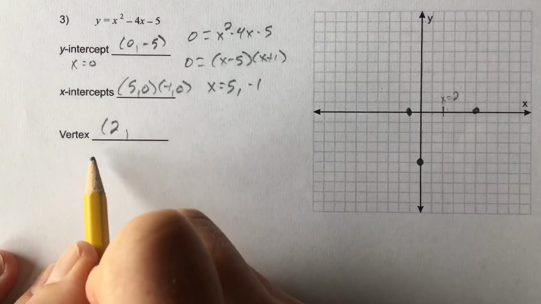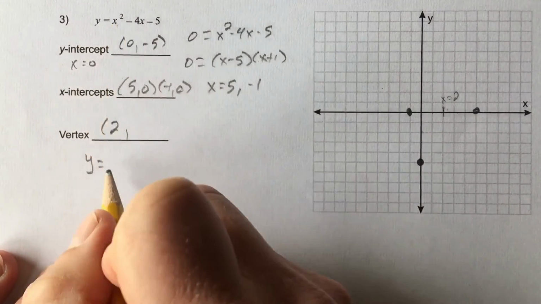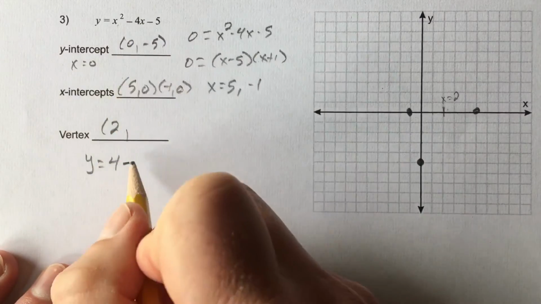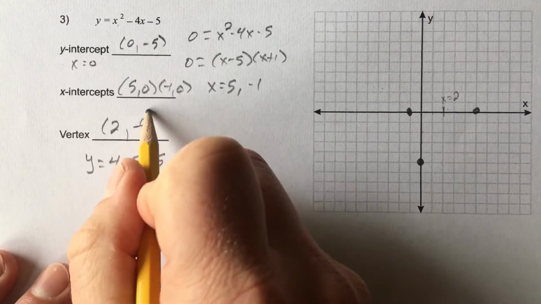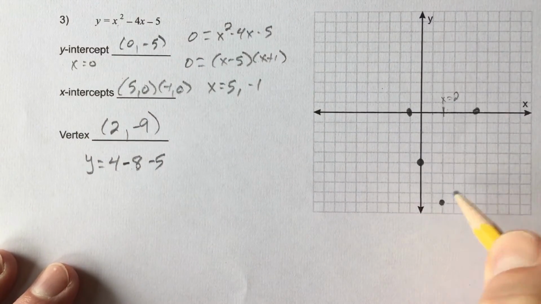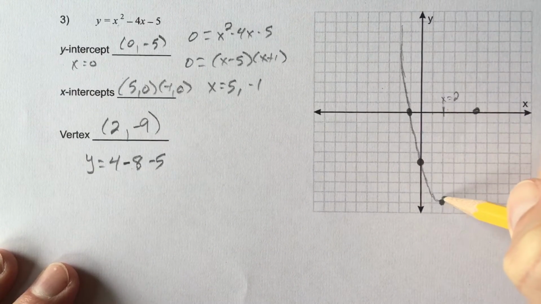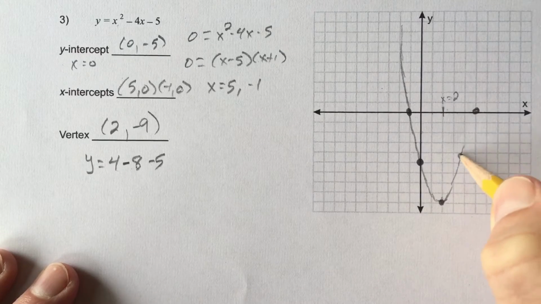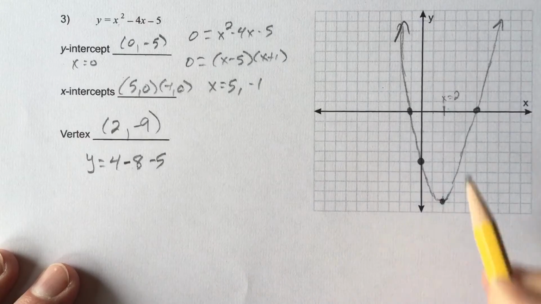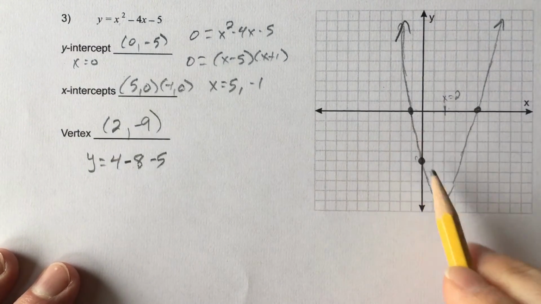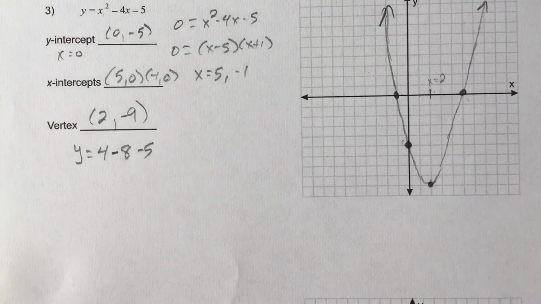So now I got to figure out, well, what's the y value? So I'm putting 2 back into here. Y equals 2 squared. 2 times 2 is 4. Minus 4 times 2, which is 8, minus 5. I get negative 4 minus 5, which is negative 9. So right there. All right, so bring this down, have it bend, turn, and there's our graph. Okay. So again, what I'm going to be looking for are those points, the y-intercept, the x-intercepts, and the vertex. If we can show all of those, then you'll be just fine.